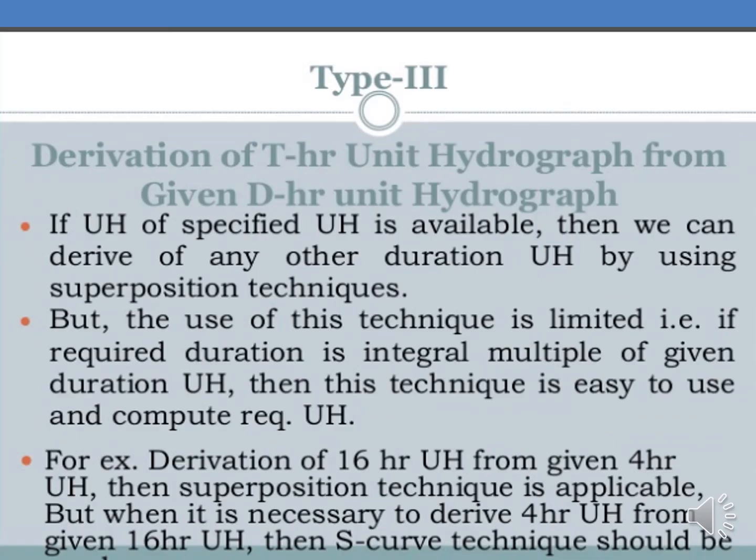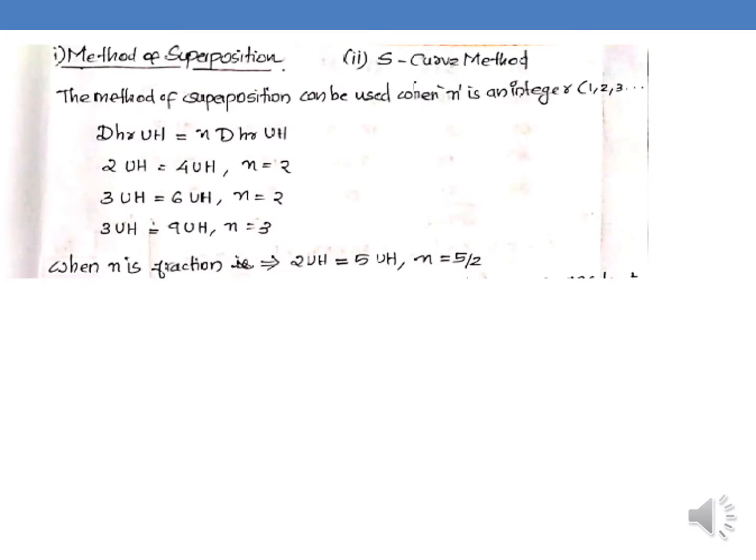So for the derivation of a different unit hydrograph, you have two methods, that is superposition method and S-curve method. So first let's see what is superposition method. In the superposition method, if d hour unit hydrograph is given and if you are asked to convert that to n d hour unit hydrograph, then you can find out the small n value by method 4 divided by 2.